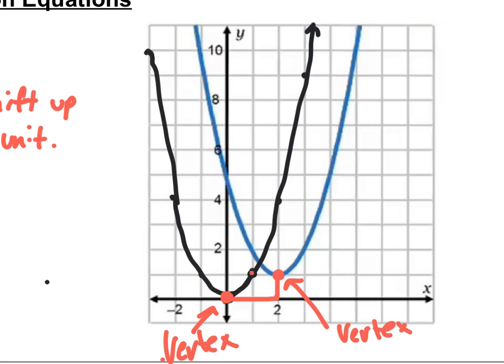And same thing with the points here. From this point, 2 units to the right, 1 unit up. 2 units to the right, 1 unit up. Same thing over here. If I did 2 units to the right, 1 unit up, it gives me all those points.